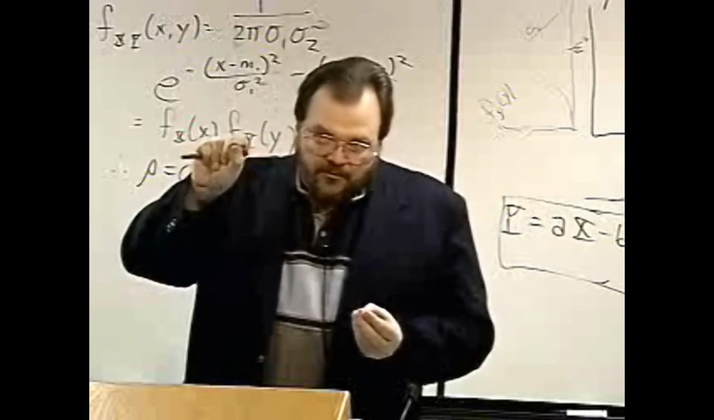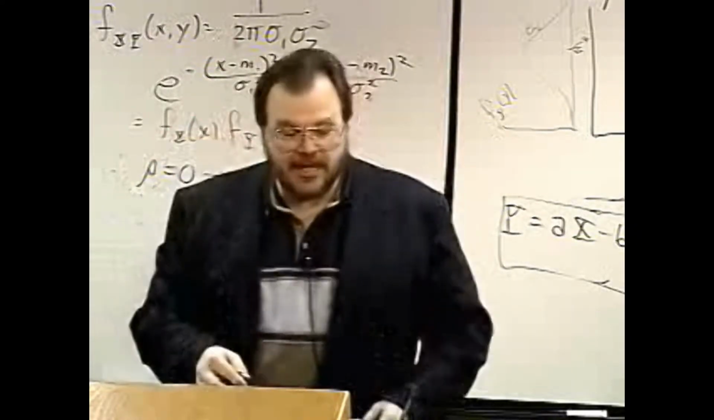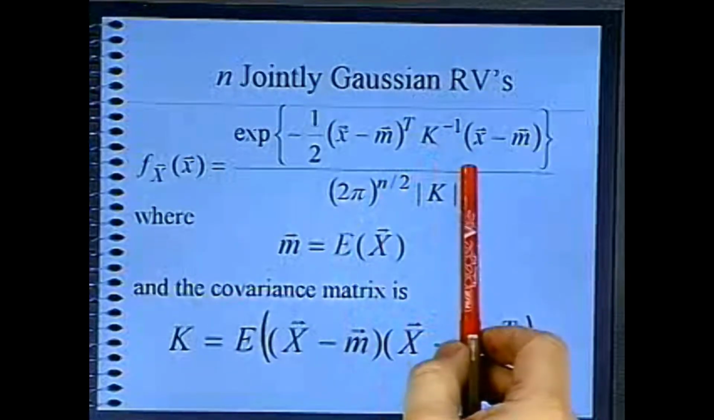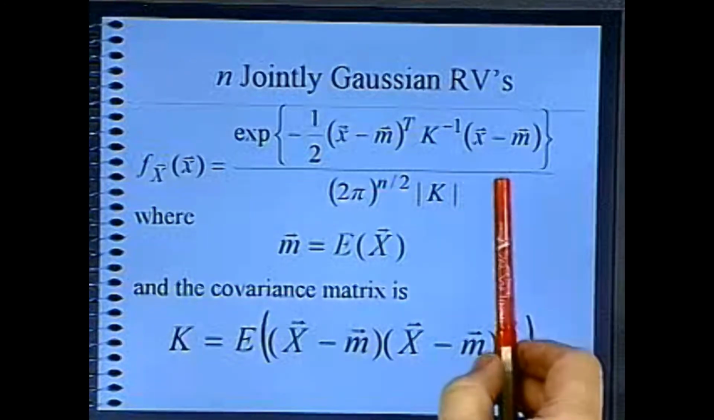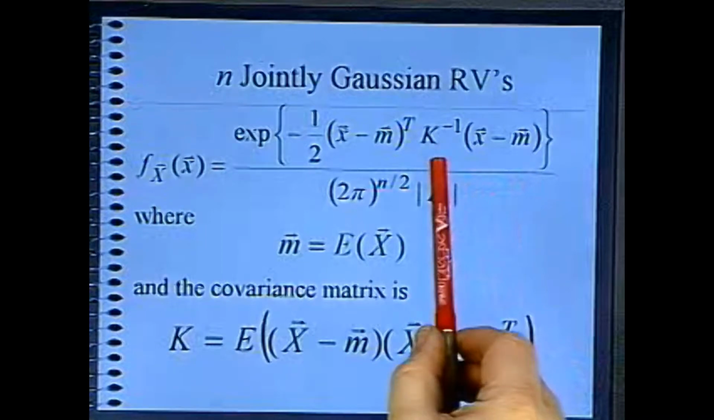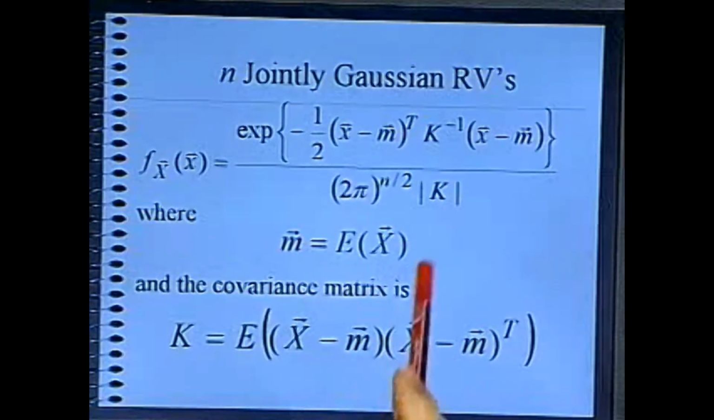The cloud itself has contours corresponding to hyperellipses, and the actual shape of the hyperellipses is determined by this covariance matrix K. Exactly how might be a little bit difficult to determine, but it is determined by this matrix K. So the matrix K determines, if you will, the eccentricity, the rotation, however you want to think about it, of this Gaussian cloud which exists out in space. So this is how we characterize n jointly Gaussian random variables.